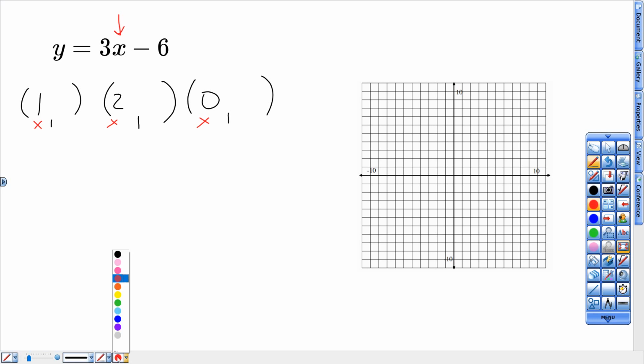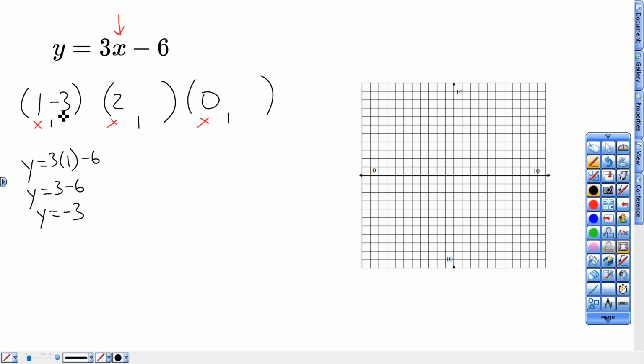To find the y number, all I have to do for each of those is plug in that 1, times it by 3, and take away 6. That gives me 3 minus 6. That gives me negative 3. So that first coordinate, when x is 1, y is negative 3. Plug in 0, plug in 2. 3 times 2 minus 6.